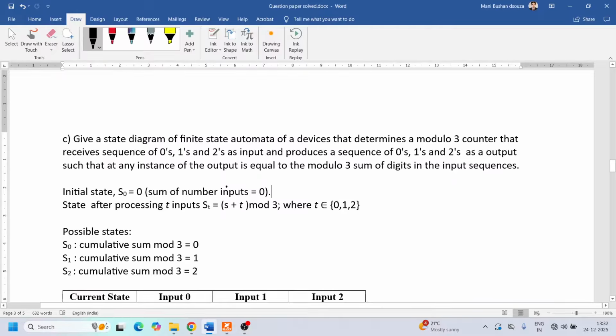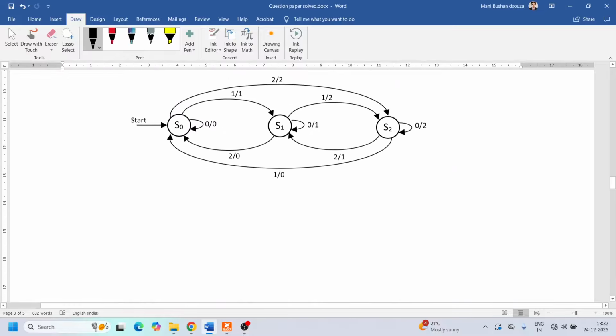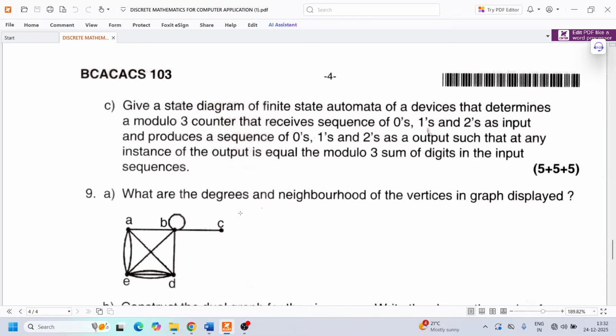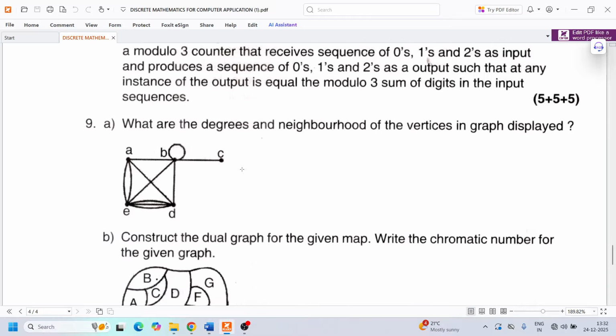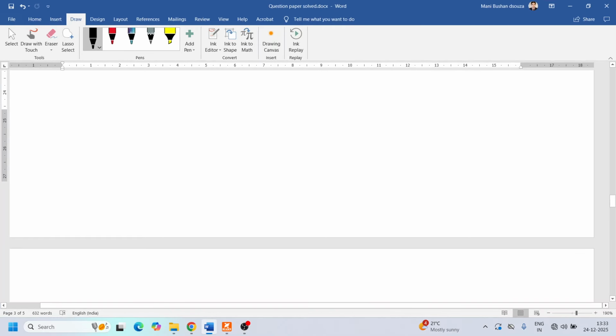Now let's look at the next question. Let me go to the next question over here. And what is the next question? Question number 9 is, what are the degrees and the neighborhood of the given vertex that is displayed in this graph? So let us go back to Microsoft Word over here.